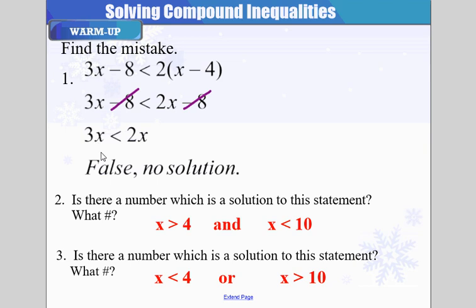They say, oh, 3 is less than 2. There's no solution, empty set. But the problem is they haven't even got their variables to the same side yet. You need to subtract 2x to get your variables to the same side. Then you'll end up with the statement x is less than 0. And that is the final answer.